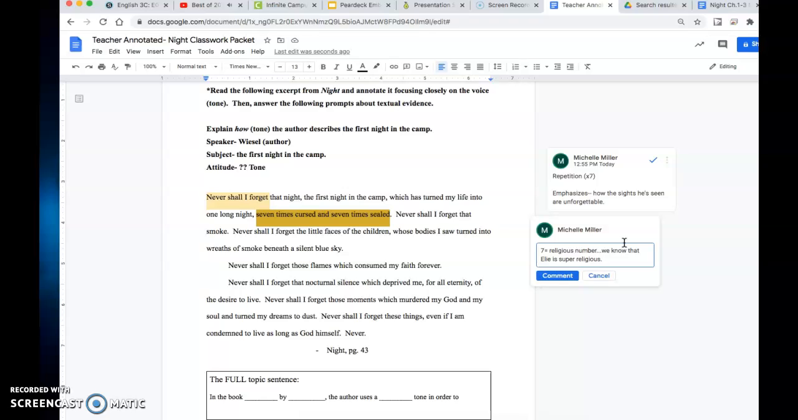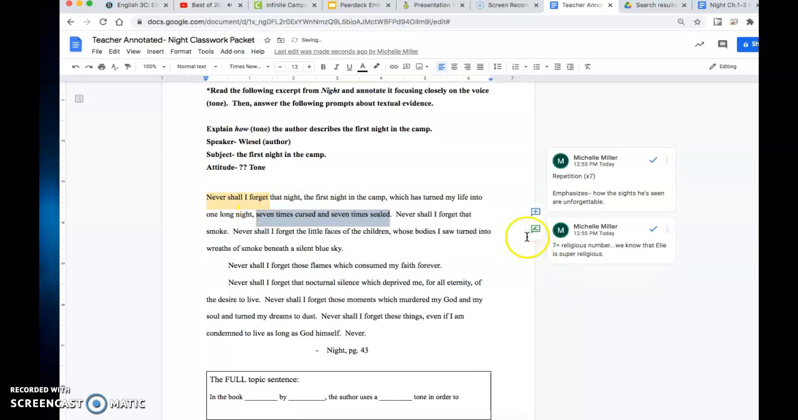But 7, to my knowledge, and maybe you know more about it if your family is very religious or if you are, it's a complete number. So there's 7 angels, there's 7 steps, and once you complete those 7 steps, you are considered to be complete within your religion. So I thought it was interesting that he mentioned 7, and it's repeated 7 times.